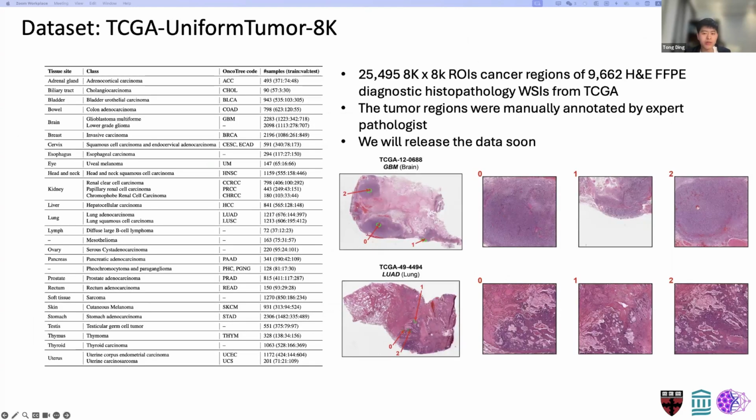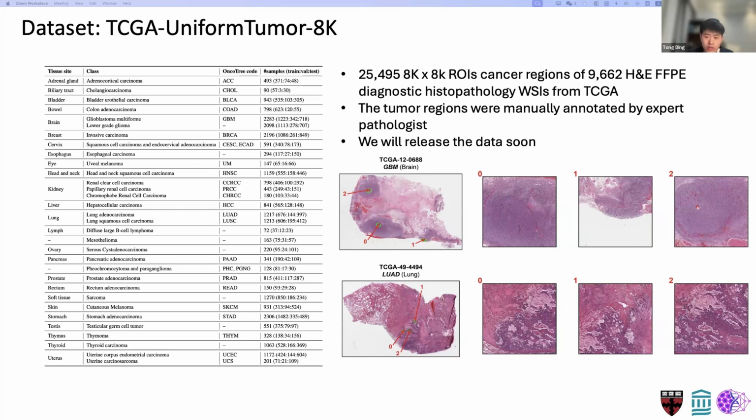Before we go into the model's evaluation, we first introduce two benchmarks we created. The first one is the TCGA uniform 8K dataset. This dataset is a pan-cancer subtyping dataset at region level, consisting of more than 250 8K by 8K cancer regions from 9,600 H&E FFPE slides from TCGA.